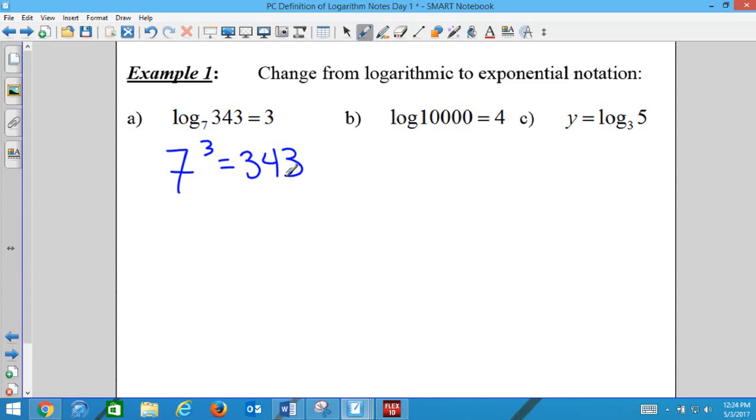What's my base for B? 10 to what exponent? 4 equals 10,000. Is that true? Yes. And then C, what is my base? 3, to what exponent? y. The y equals 5. That one you can't really check. You don't know what y is. Solve for y.